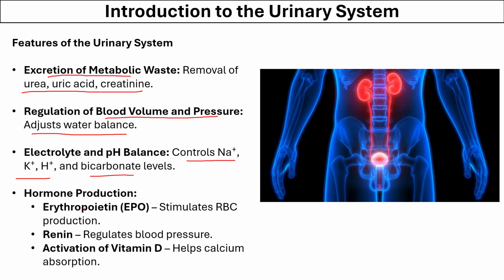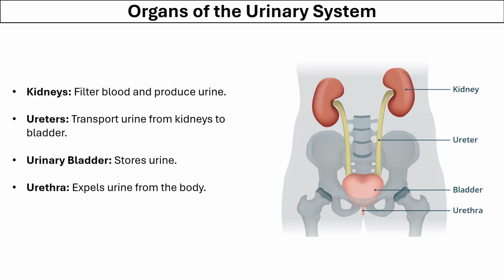This system is also associated with production of erythropoietin that stimulates the production of RBCs, renin, an enzyme that regulates blood pressure, and it also helps in activating vitamin D with the help of absorption of calcium from the urine. The main organs of the urinary system are kidney.